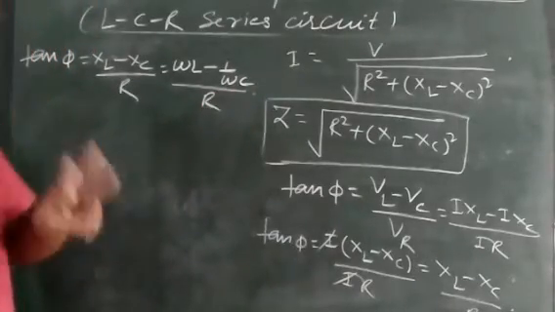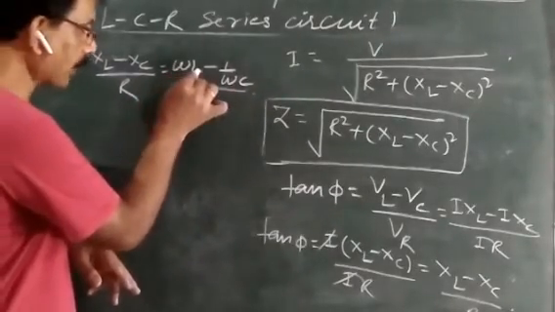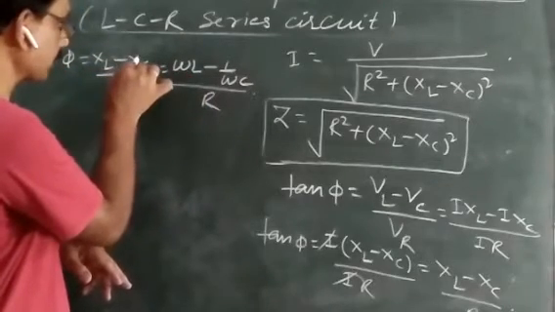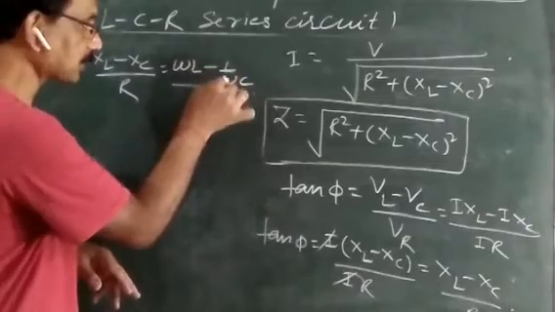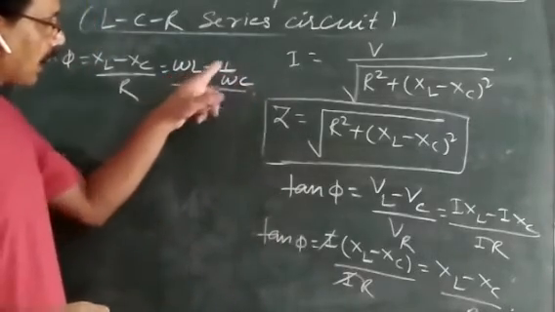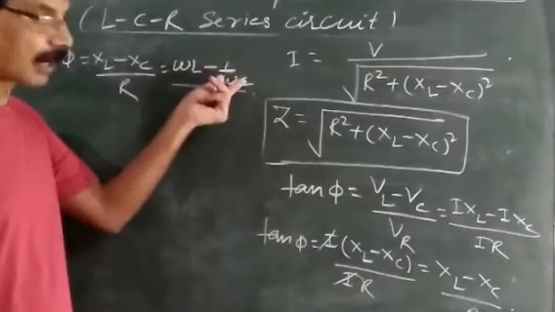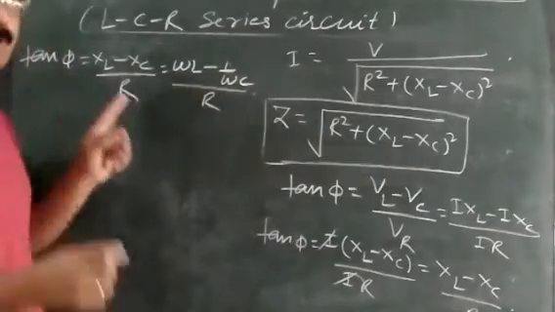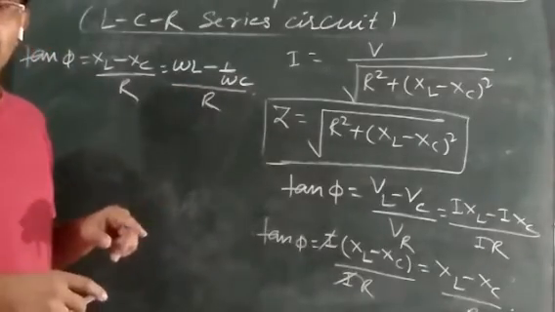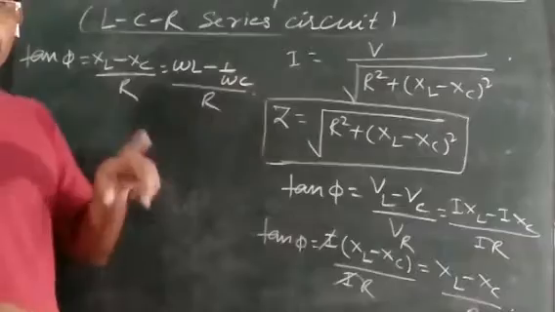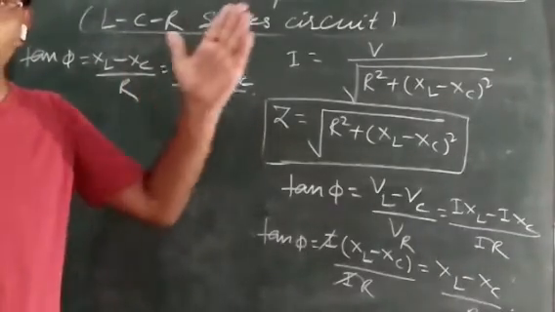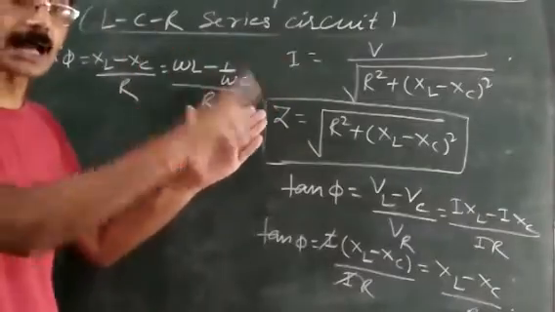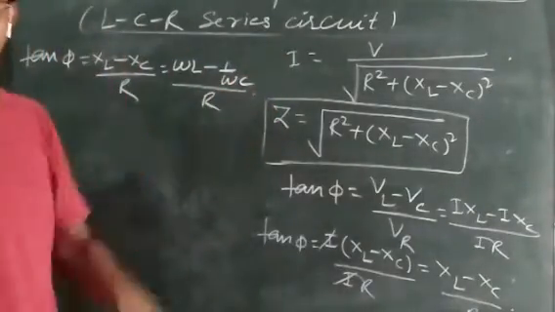अब यहाँ पे तीन चीज देखिए, if omega L means if XL is greater than XC or if omega L is greater than 1 upon omega C. अगर omega L 1 upon omega C से ज्यादा होगा then tan phi becomes positive. And when tan phi becomes positive, it means phi is positive. Phi is positive means applied voltage leads the current I by phase angle phi.